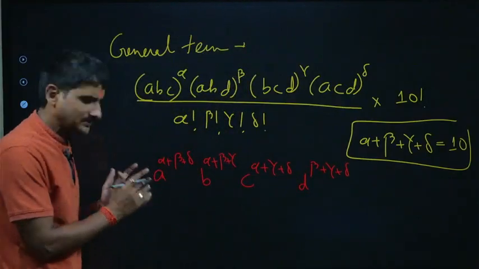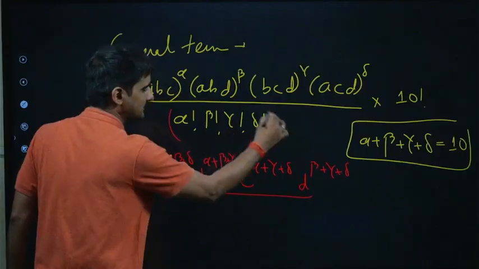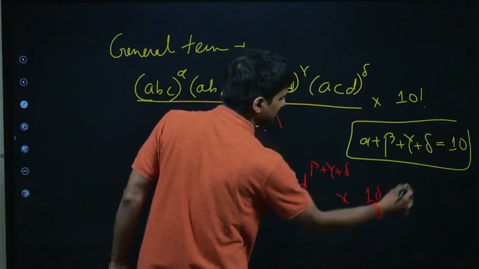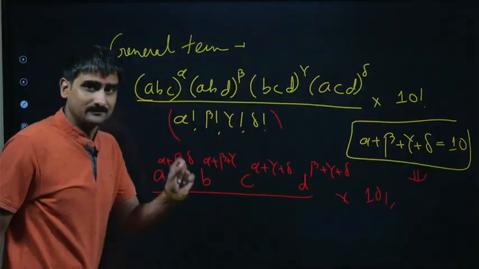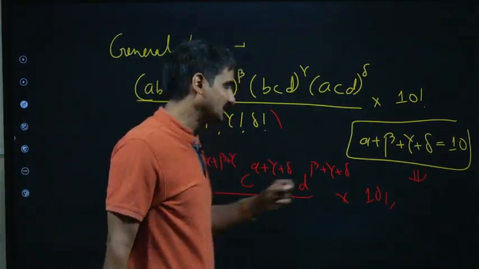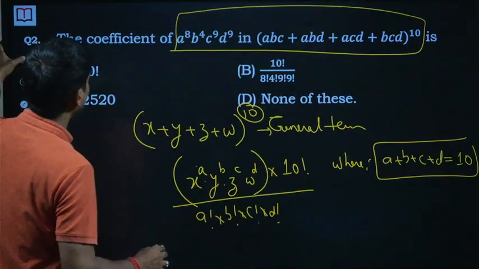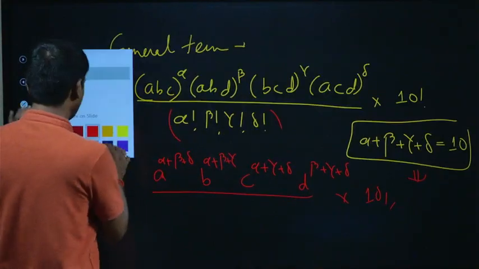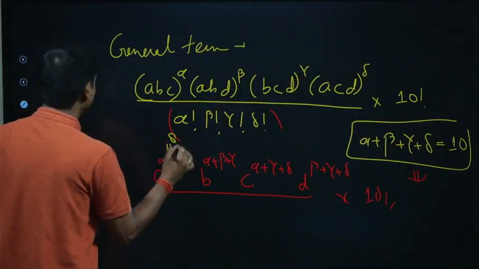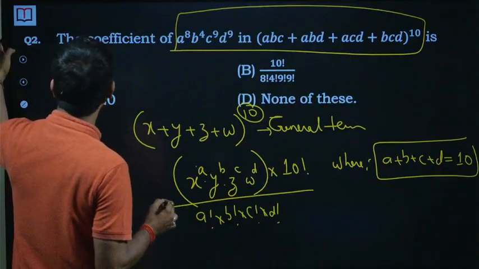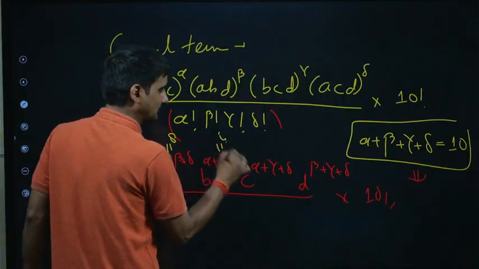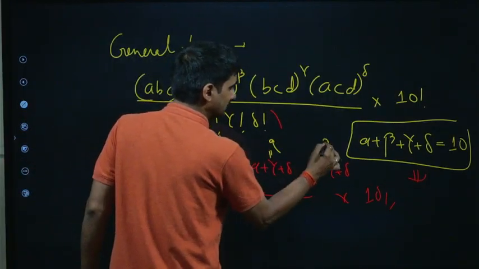Okay, so these are the terms. The denominator will remain the same, 10 factorial is the same, and this remains the same as it is. Now compare it with the powers which we need here. So here we can write that alpha plus beta plus gamma plus delta is equal to 8, and then the powers are 4, 9, 9. This is 4, this is 9, this is 9.